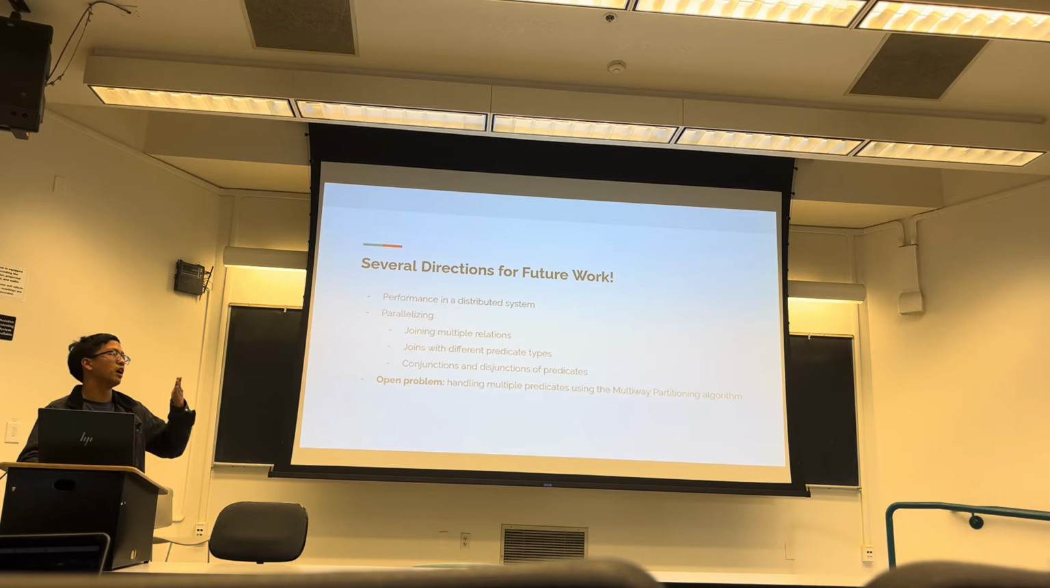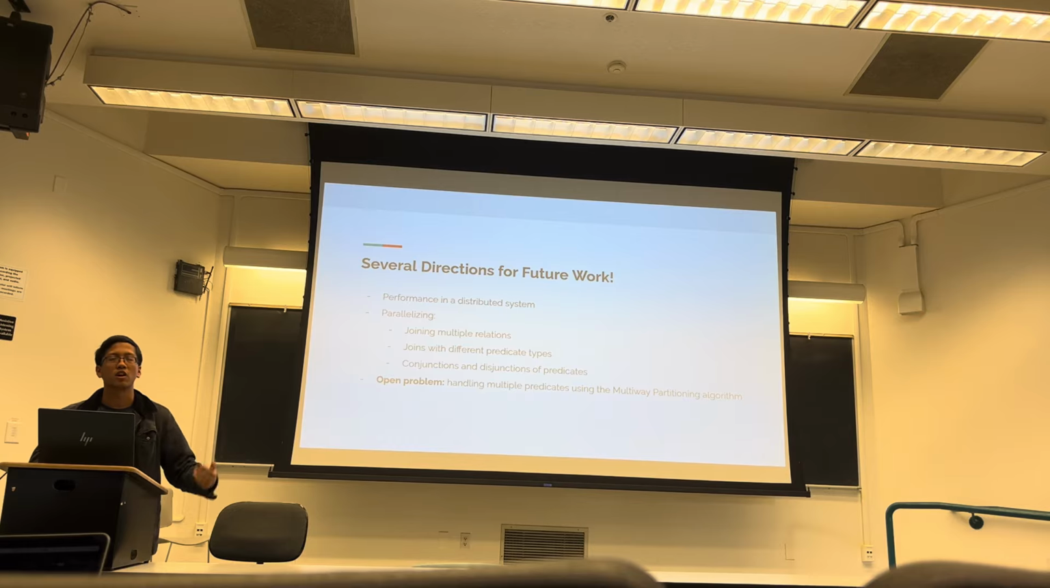So I'm working on a single machine for this, but obviously Spark can be parallelized in a distributed system. So it would be interesting to see that performance. And then working with this algorithm with multiple relations and different join predicate types. So not just less than, what about less than or equal to, and other types of predicates, and conjunctions and disjunctions of predicates.